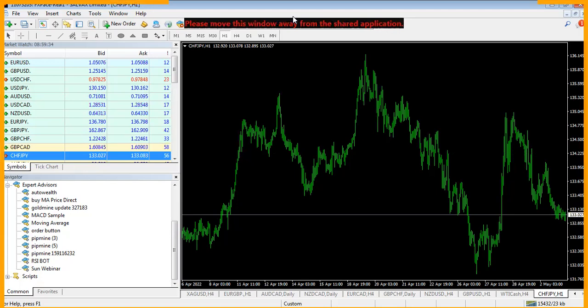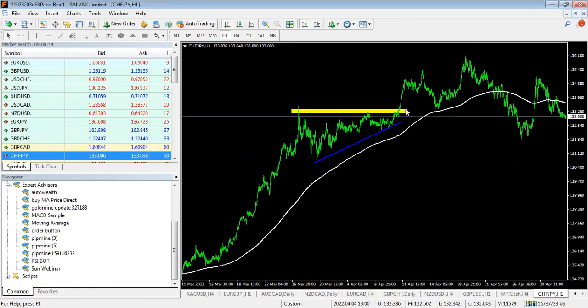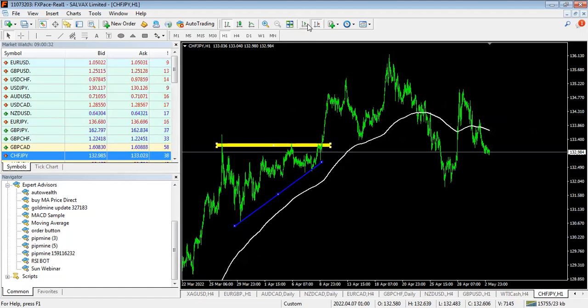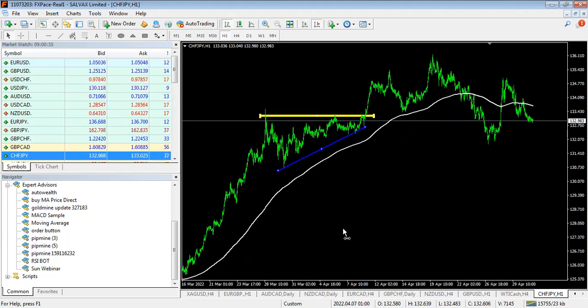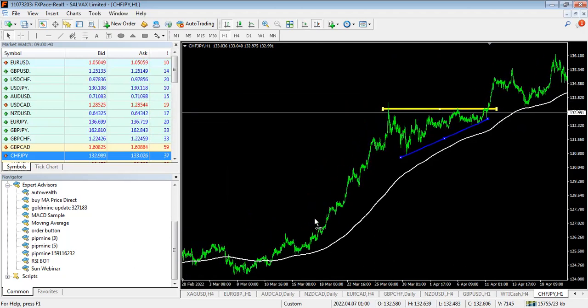This is a triangle, a continuation pattern. You see how the market broke out and it bought. I believe you can see the screen now. This is an ascending triangle, and the market broke out on the upside. Look at how it bought. So I won't be looking for any other pattern but continuation patterns only.